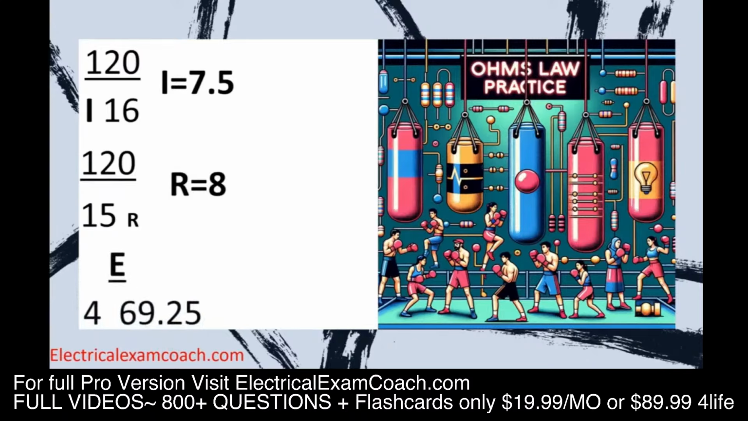We have this scenario, and we're solving for voltage. We have 4 amps and 69.25 ohms of resistance. We multiply 4 multiplied by 69.25, and that lets us know that we have 277 volts on this circuit. Great job.